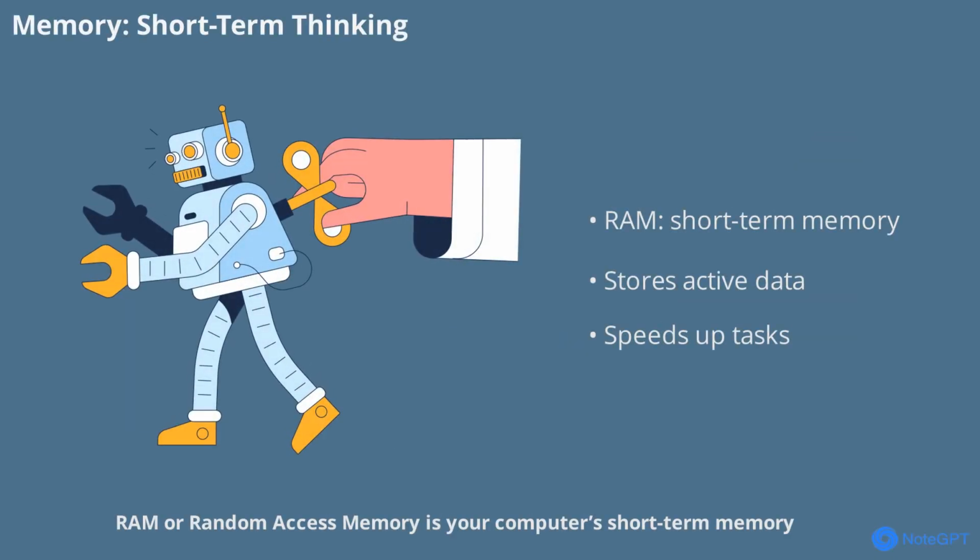RAM, or random access memory, is your computer's short-term memory. It stores data that the CPU needs immediately, making sure everything runs quickly and smoothly. For example, when you're editing a video, the project sits in RAM, allowing for fast access and real-time changes. Without enough RAM, your computer can slow down as it struggles to keep up with your demands.